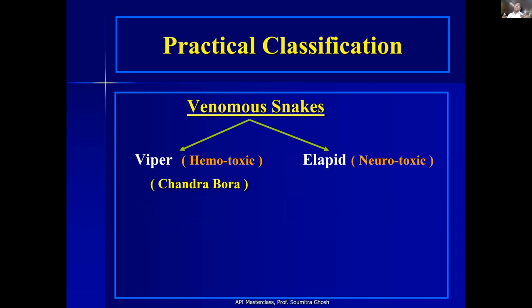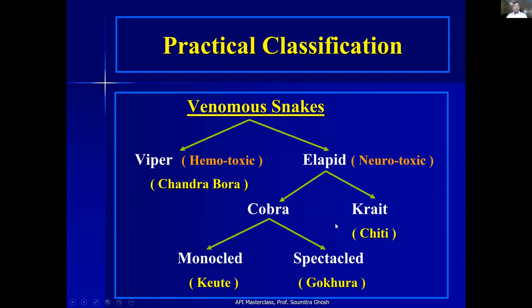So for a practical classification, all these books written by foreigners have a difficult classification. But if we simply classify, we can just classify as hemotoxic and neurotoxic. It can be called viper or elapid. So Chandrabhora is classically the hemotoxic one. And these elapids, or neurotoxic snakes, can be divided into cobra and krait. Krait is chiefly and purely neurotoxic. And the cobra can have local necrosis and neurotoxicity. They can be monocled or they can be spectacled, so keute and gokura. So these are the four big snakes: Chandrabhora, keute, gokura, and chiti.